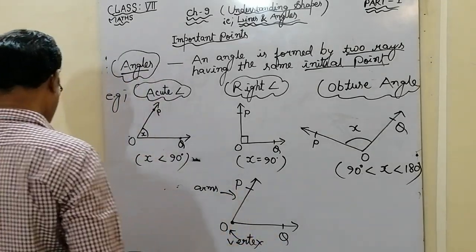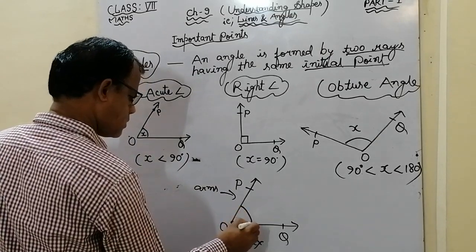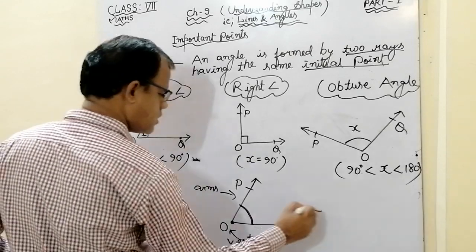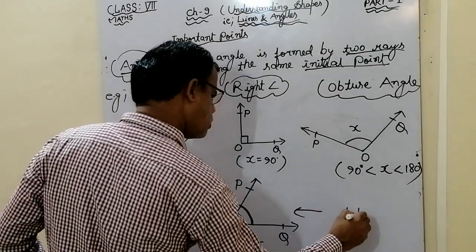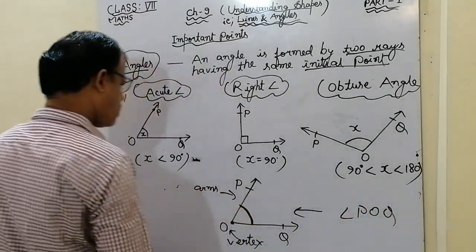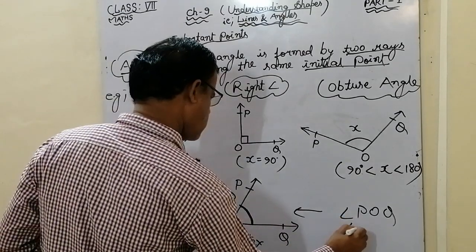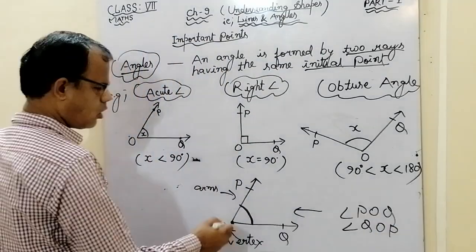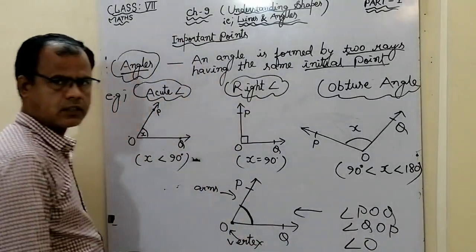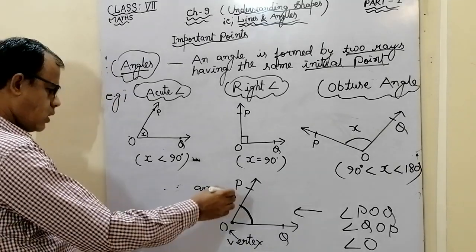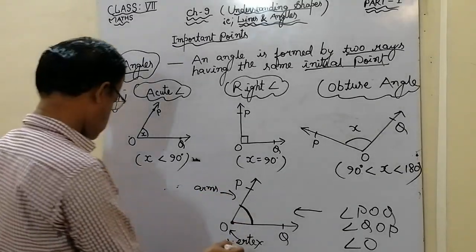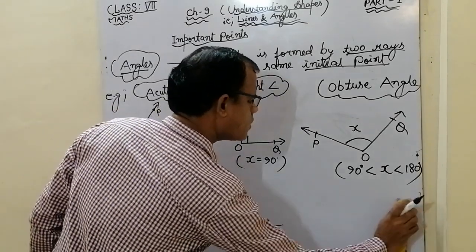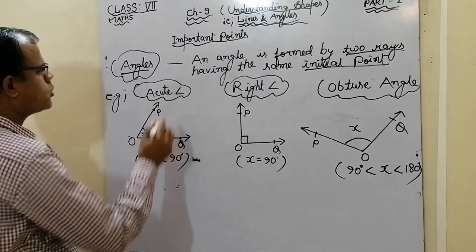Here the amount of turn is known as the angle. So we can say that this is angle POQ, or we can say angle QOP, or we can say angle O, like that. Have you understood angles? Next, there are many types of angles. First we have to learn acute angles.